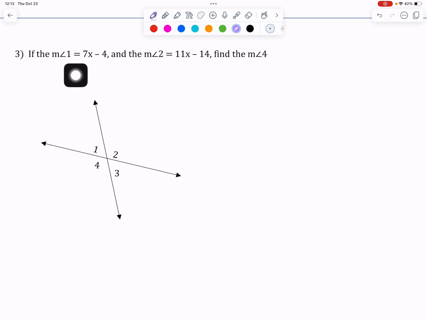If the measurement of angle 1 equals 7x minus 4, and the measurement of angle 2 equals 11x minus 14, so we do have a 1 that goes clockwise, 2, 3, 4. Wonderful. We don't have to set it up ourselves yet, as it's right now built in. It wants us to solve for the measurement of angle 4, but we're only working with 1 and 2.